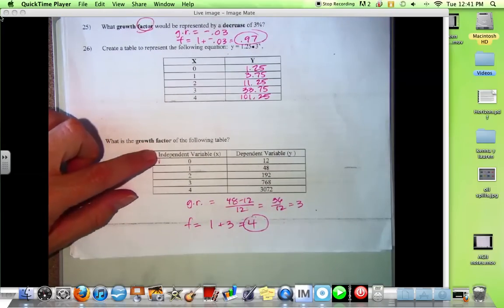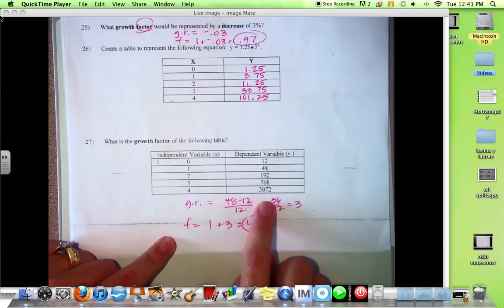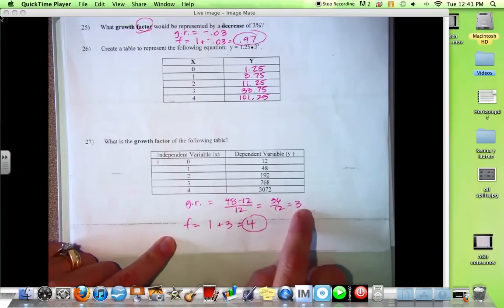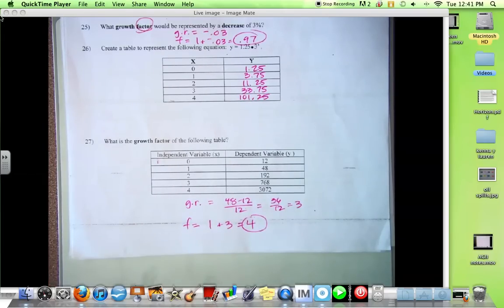The factor, new minus old divided by old. You get 36 divided by 12, which is 3. Add 1 to that, and your factor is 4. Questions?